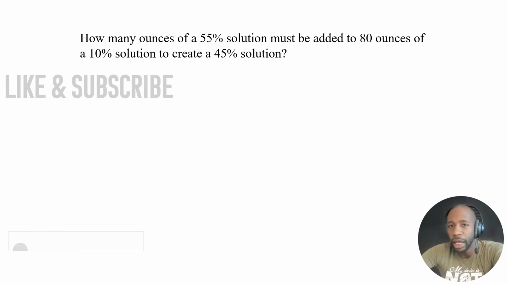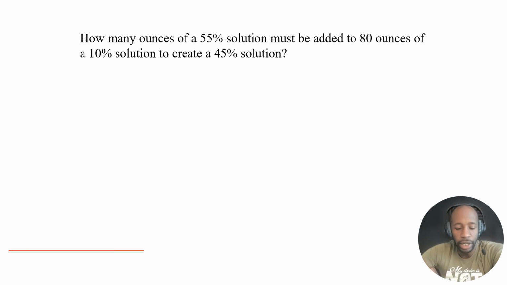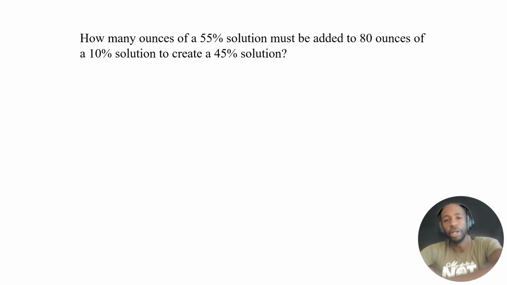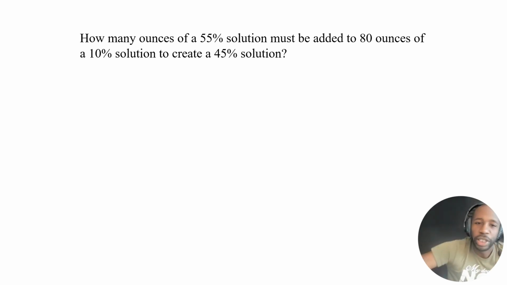Make sure you take a look at it first, and pause the video, give it a shot, and then unpause so we can go through it. So this says, how many ounces of a 55% solution must be added to 80 ounces of a 10% solution to create a 45% solution?